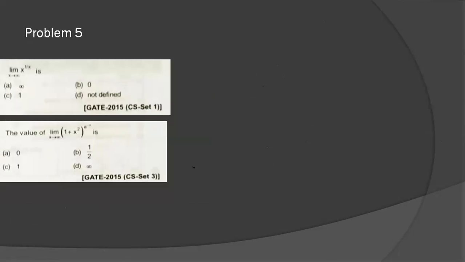Next question is limit x tending to infinity, x to the power 1 upon x. Now if you place infinity at x, you will get infinity to the power 0. And infinity to the power 0 is again an indeterminate form.